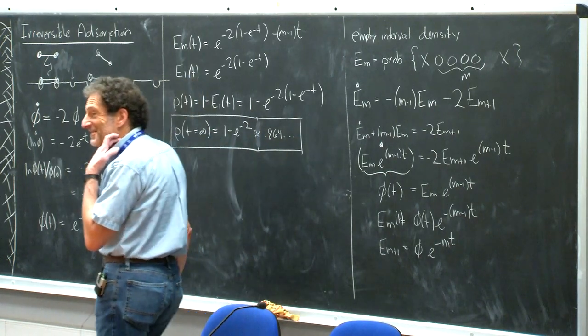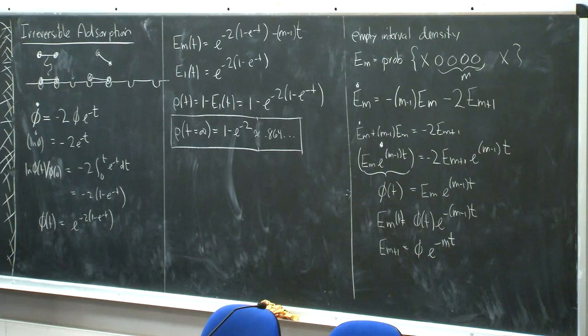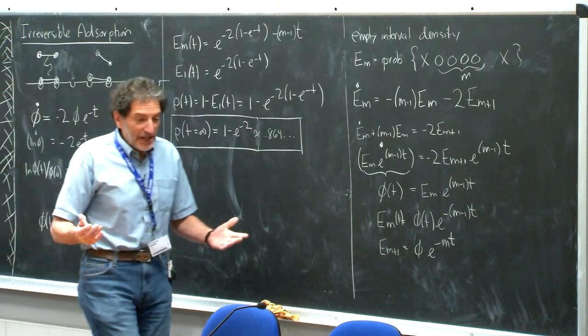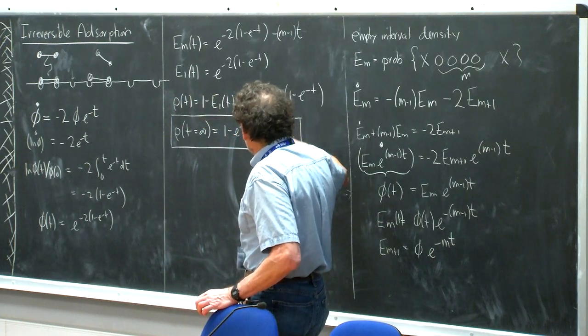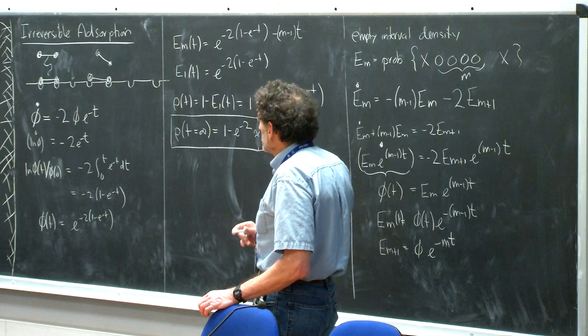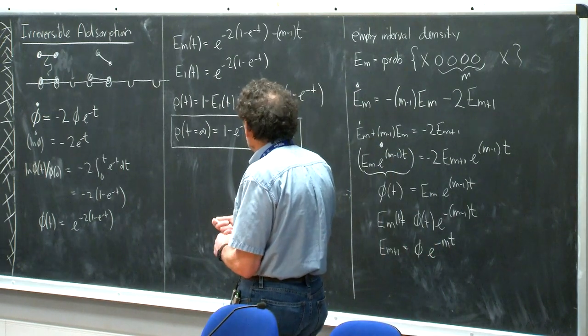Isn't that beautiful? Yeah. I mean, every time I do this, I'm always in awe just because it's so pretty. So that is the final coverage, and as you see, it's somewhere between 2/3 and 1, and it's sort of like halfway in between almost. And so there is the coverage for irreversible dimer adsorption.